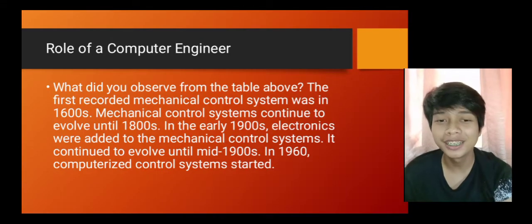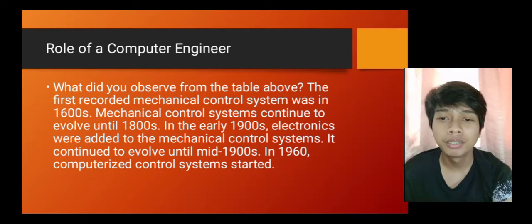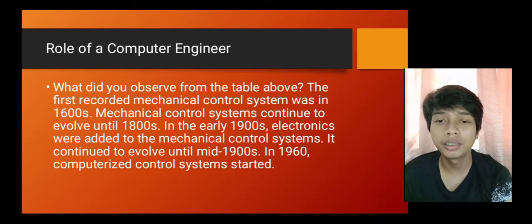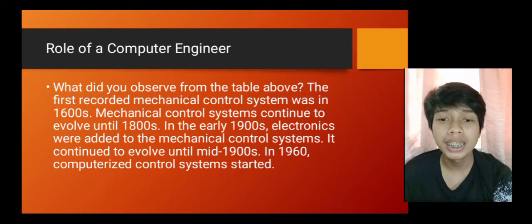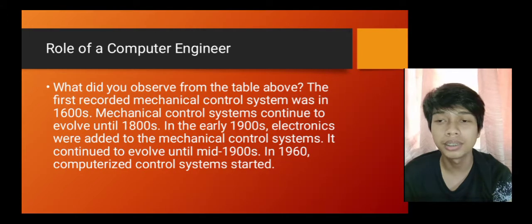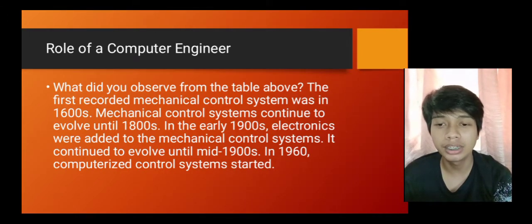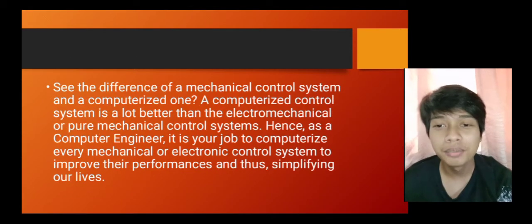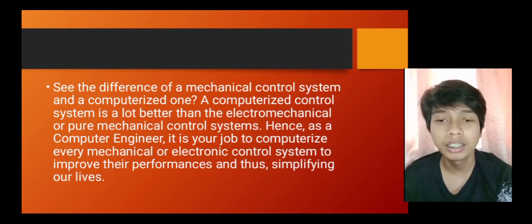Role of a computer engineer. What did you observe from the table above? The first recorded mechanical control system was in the 1600s. Mechanical control systems continued to evolve until the 1800s. In the early 1900s, electronics were added to the mechanical control systems. It continued to evolve until the mid-1900s. In 1960, computerized control systems started.